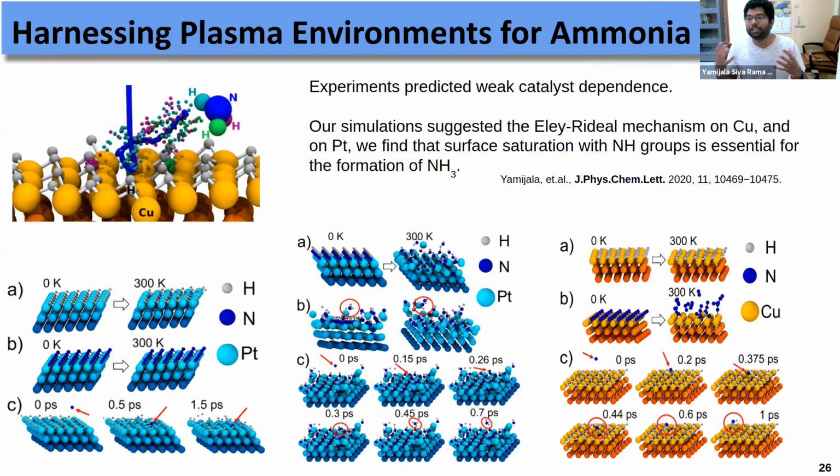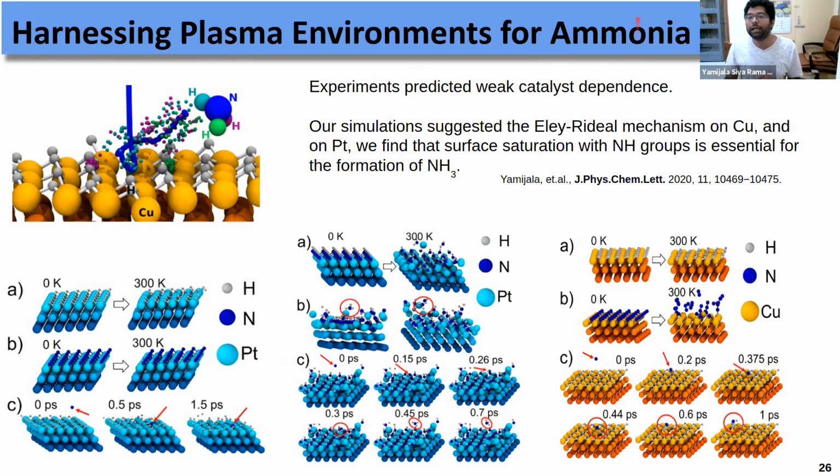Then what we have done is, we considered both the copper as well as the platinum surfaces, and we collided these surfaces with a pre-adsorbed material like either hydrogen or nitrogen. We have first passivated the copper and platinum surfaces, and then we started colliding this system using hydrogen or nitrogen. So what our simulations have suggested is that the very weak catalyst dependence is because of the different kinds of mechanisms that have been observed on the copper as well as on the platinum.